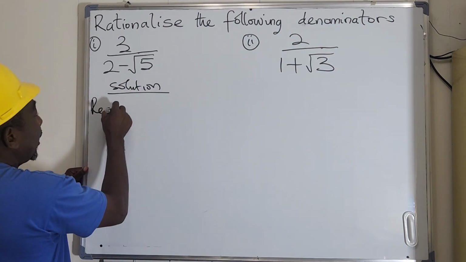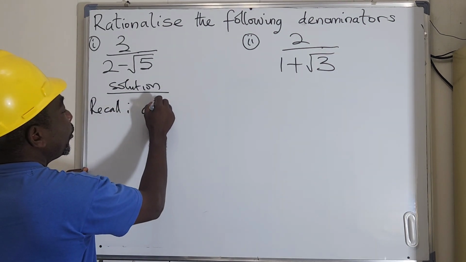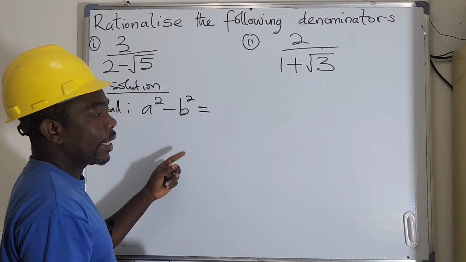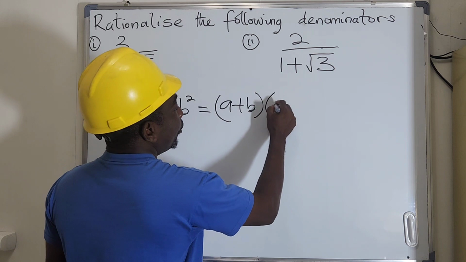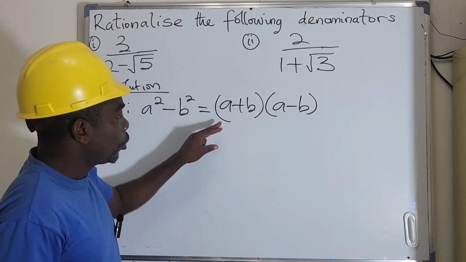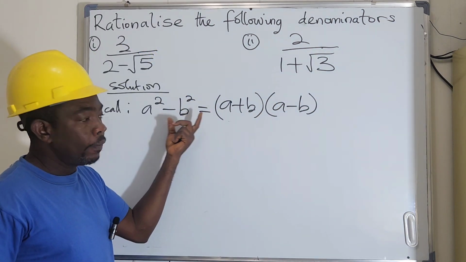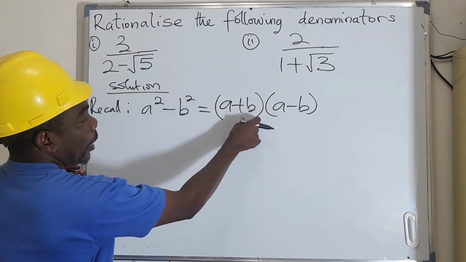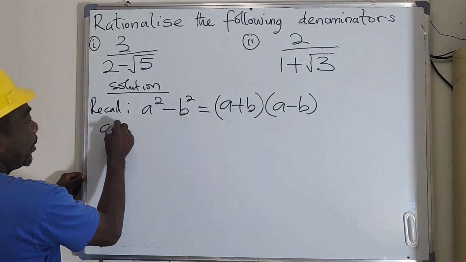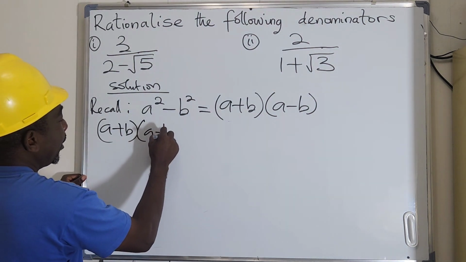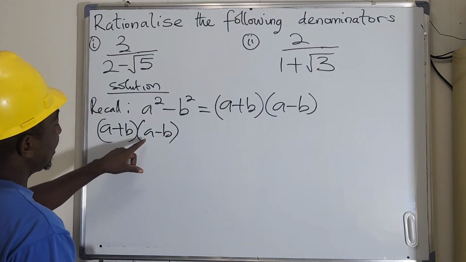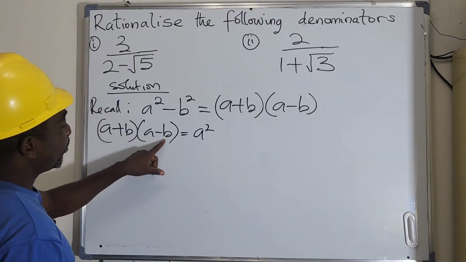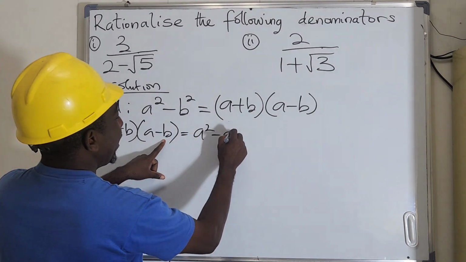So we recall that each time we have a to the power of 2 minus b to the power of 2, it is the same thing as a plus b into a minus b. So for the difference of two squares, this is what we have. For us to arrive at this answer, if we expand this, a plus b into a minus b is the same thing as a times a, which equals a squared. Then a times minus b is minus ab.